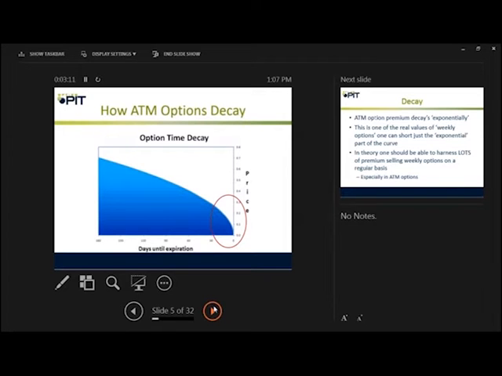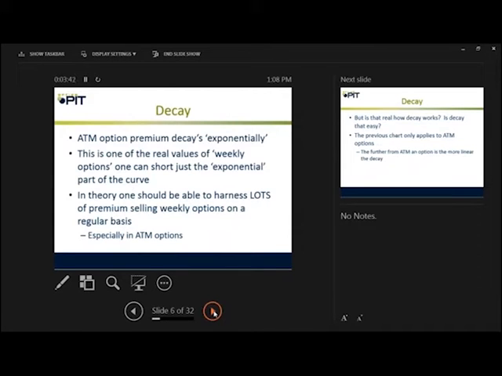Now, how at-the-money options decay. This is the classic example you'll see from your regular guy saying options decay exponentially, so you want to trade inside 30 days, and as time passes, decay explodes. That is absolutely true for at-the-money options, and that's the key thing to remember. At-the-money option premium decays exponentially. It gets faster and faster and faster.